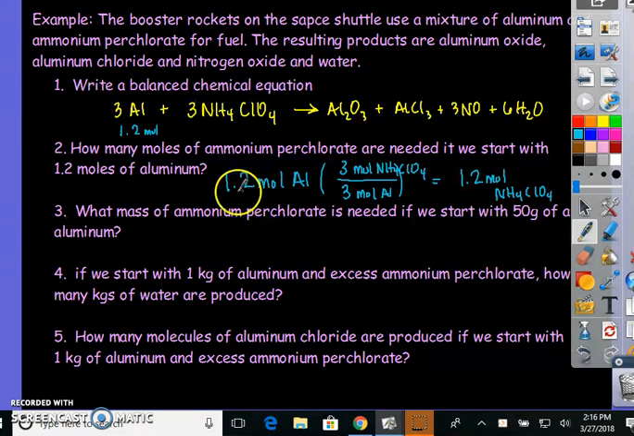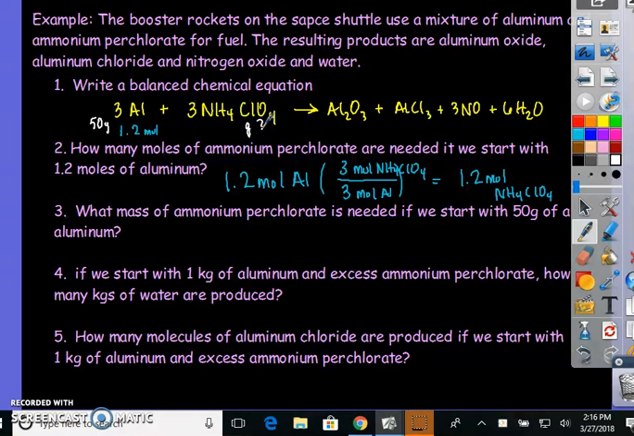So I start with what I'm given. This was in the problem. This information is collected from the balanced chemical equation. Okay, so let's go to the next step. It says what mass of ammonium perchlorate is needed if we start with 50 grams of aluminum. So again, I'm going to go up here and I'm going to say, okay, we got 50 grams of aluminum, and they want us to calculate the mass of ammonium perchlorate.